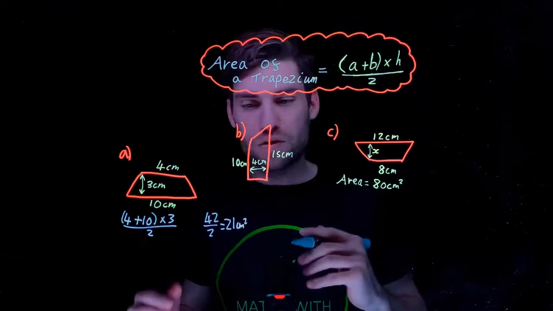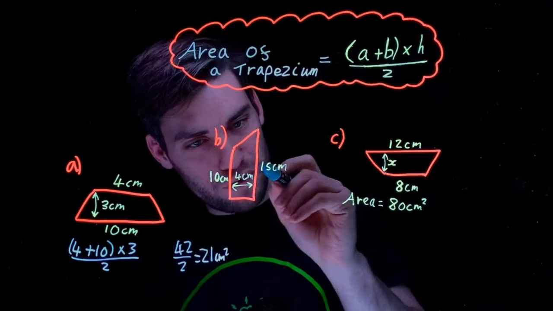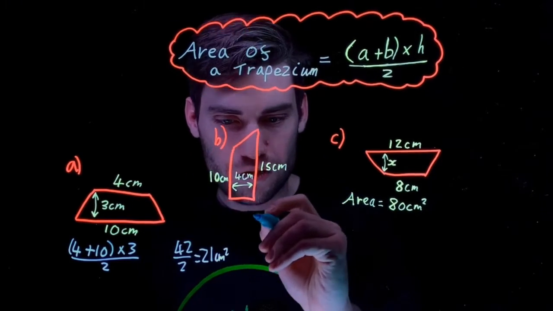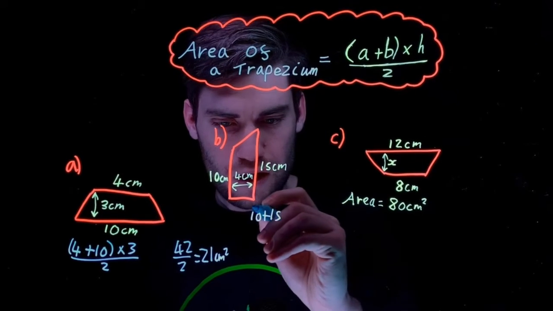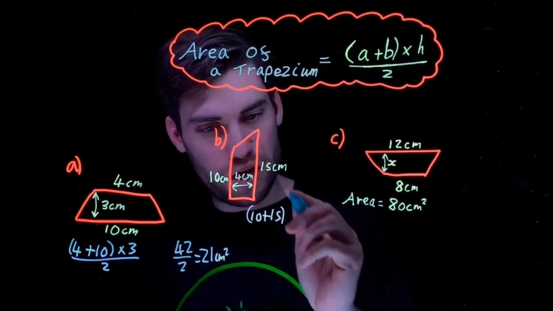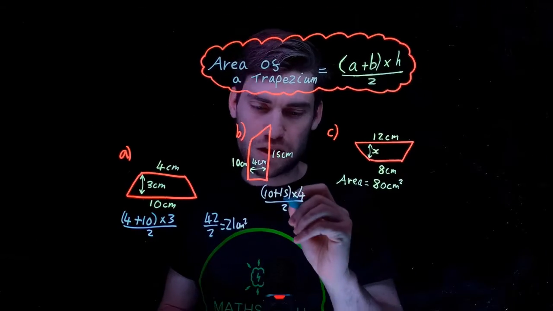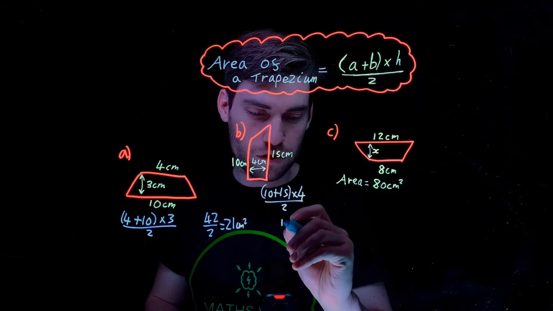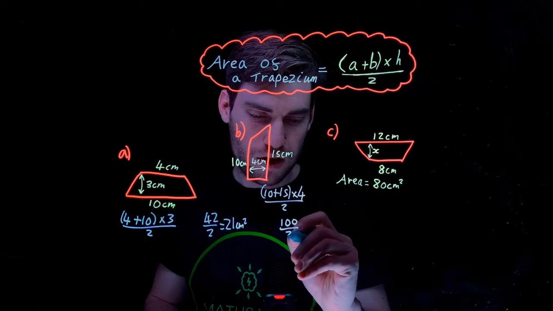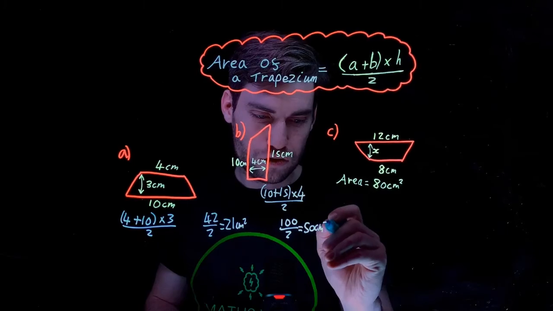Right, B. The process is exactly the same. We've just got to be careful, it's in third this time. So 10 and 15 are your parallel sides. So you're doing 10 plus 15, and that's brackets. Remember BIDMAS, you do brackets first, multiplied by 4, divided by 2. 10 plus 15 is 25, times by 4 is 100, so 100 divided by 2 equals 50 centimetres squared.